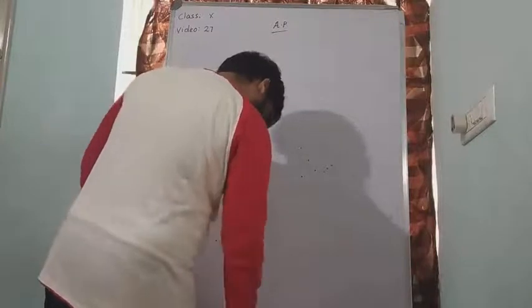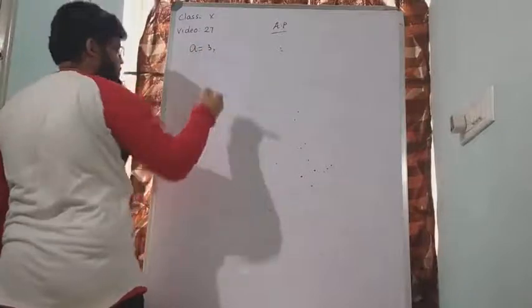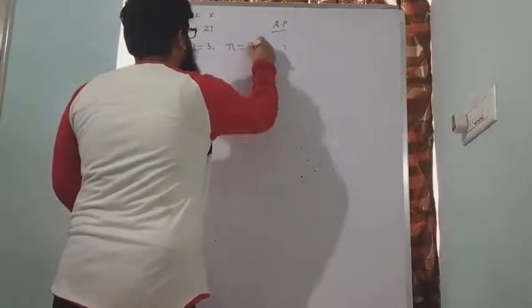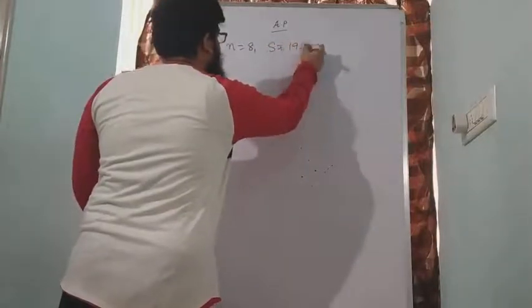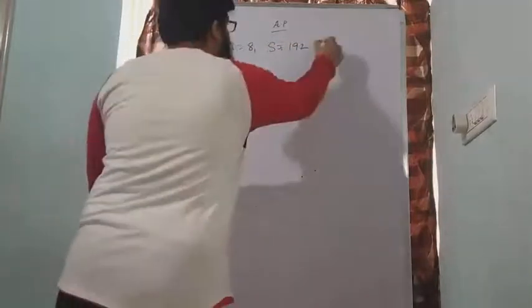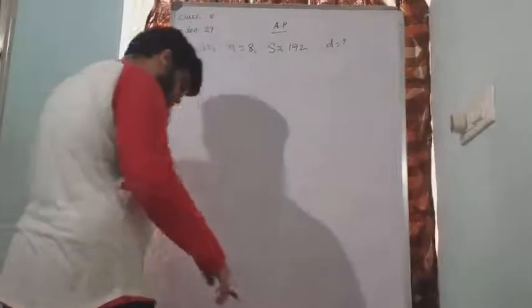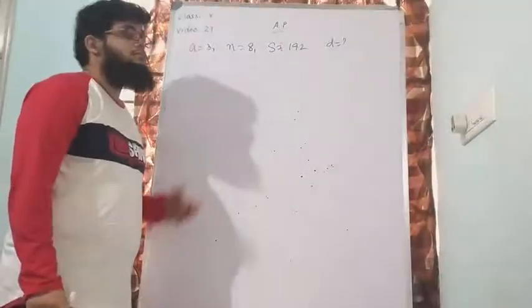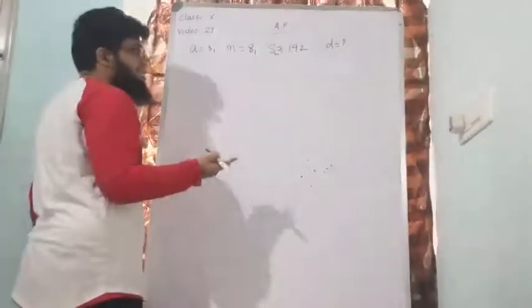Okay, so I have the value of A as 3, then the value of N as 8, the value of S as 192 and you should find out what is D. Okay. So how do you think we will be able to do this? Let us make use of Sn formula. S actually means Sn. If they give S also, it is same.